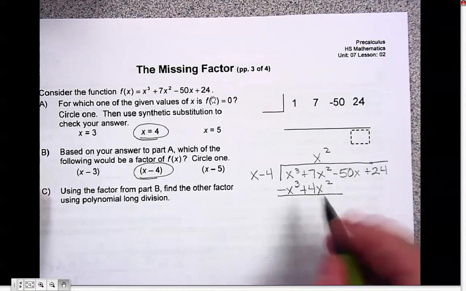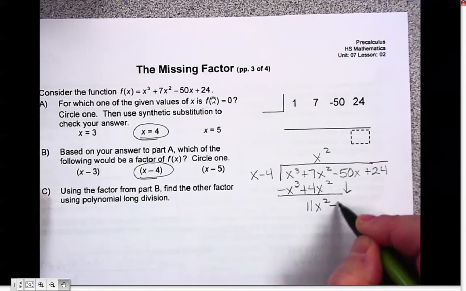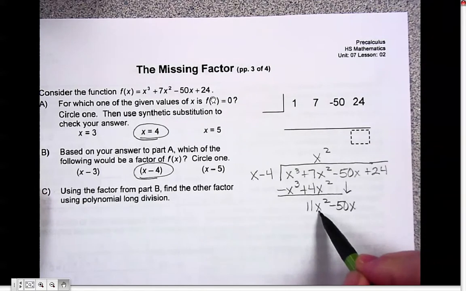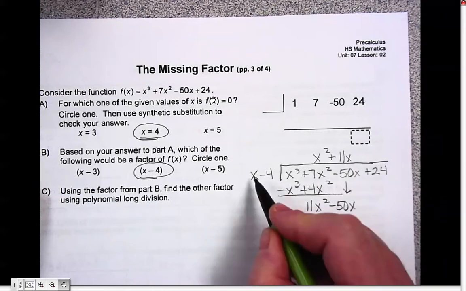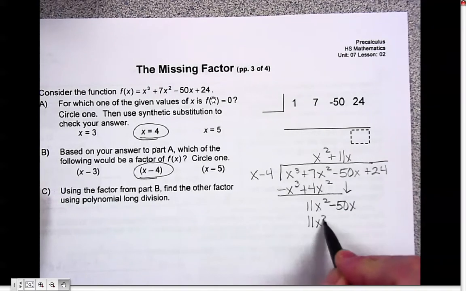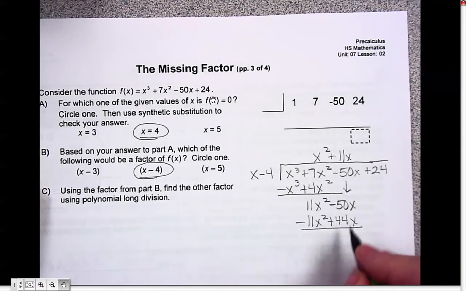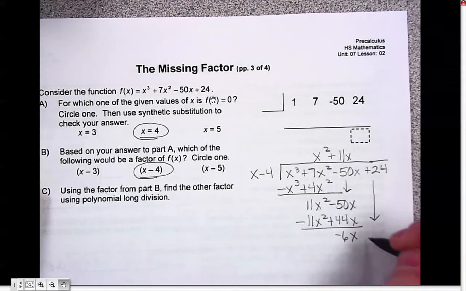Okay, and we get 11x squared. Then bring down the negative 50x, and x will go into 11x squared, 11x times, so that would give us 11x squared, and 11x times negative 4 is negative 44x. Change the signs, and negative 50 and 44 is negative 6x. Bring down the positive 24.